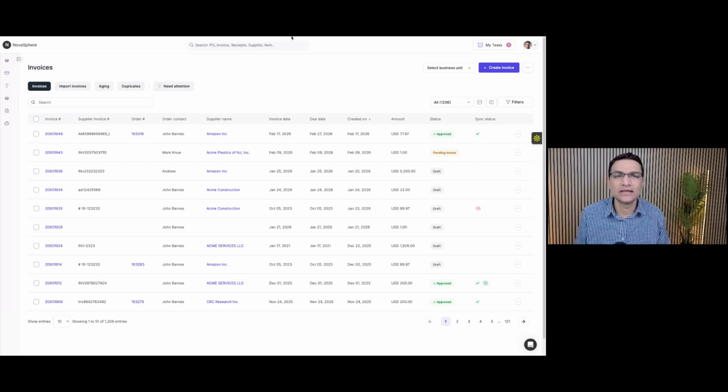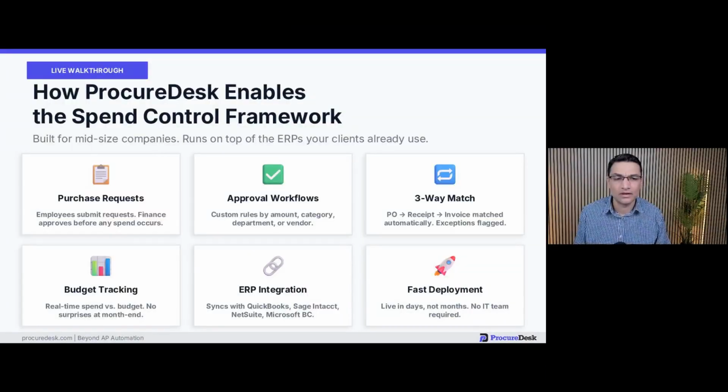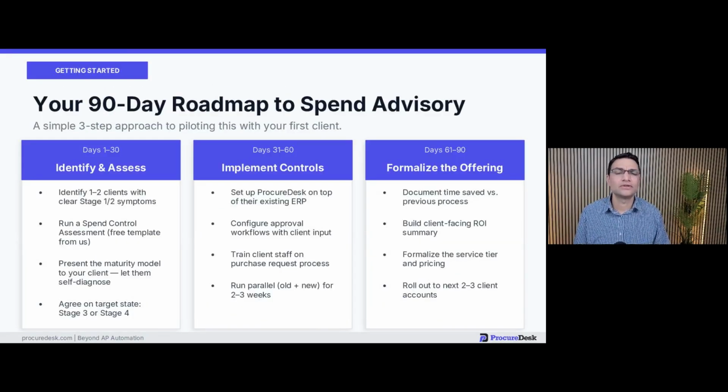So with that, I am going to jump back to my presentation. All right, so this was a quick walkthrough. Hope this was helpful. Now let's talk about your 90-day roadmap. So you might say, Sachin, all this looks great. How do we actually implement that within our organization? This is where I would plot a 90-day plan.